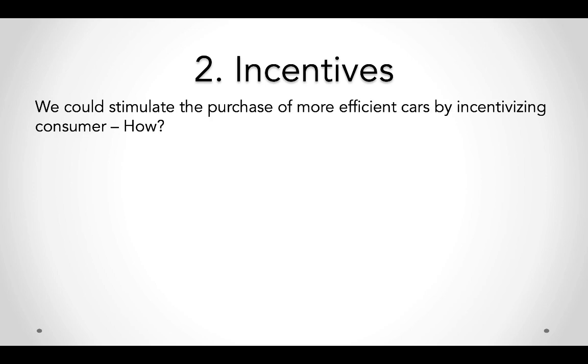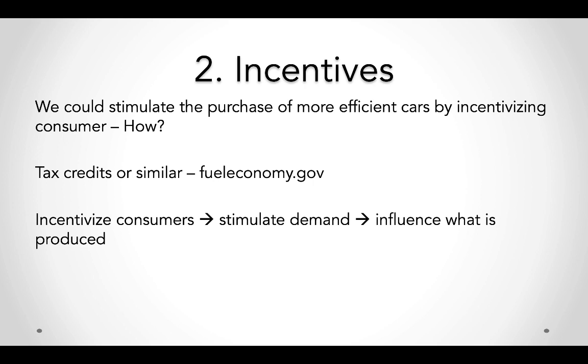Then the second part is, how can we stimulate the purchase of more efficient cars? By incentivizing the consumer, right? So that happens. It also happened in the US. We get tax credits above $7,500 when we are purchasing an electric vehicle. And the idea is that if we incentivize the consumers, it will stimulate the demand, and in turn, more demand will influence what is being produced.